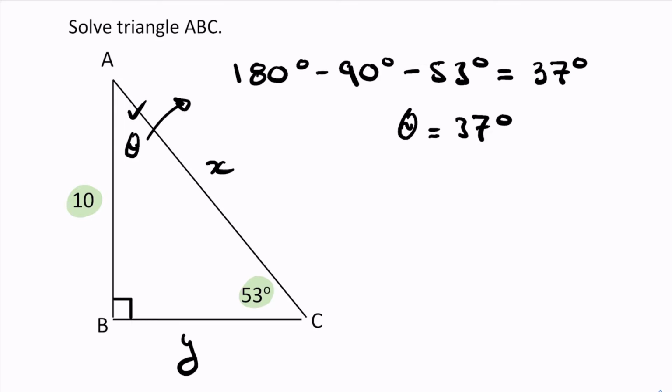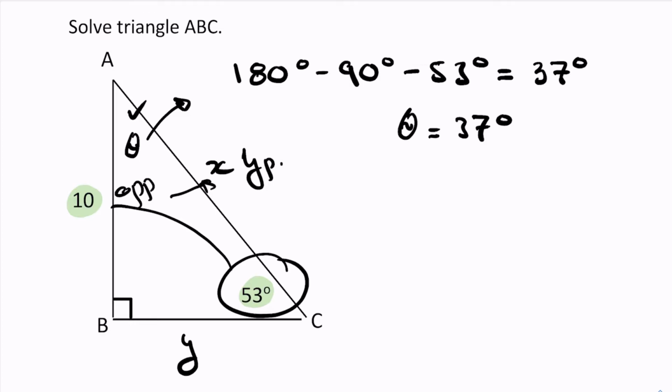Theta is equal to 37 degrees. Okay, great. What about x and y? Well, let's see, I have this and I have my opposite. Let's start off with the x value. That's my hypotenuse. And I know that SOHCAHTOA relates the opposite and hypotenuse together. So I can write sine of 53 degrees equals 10 over, let's say, x.